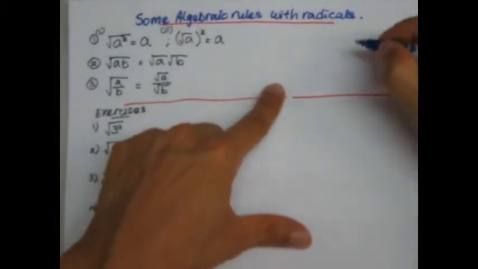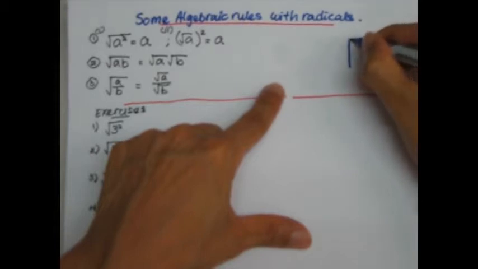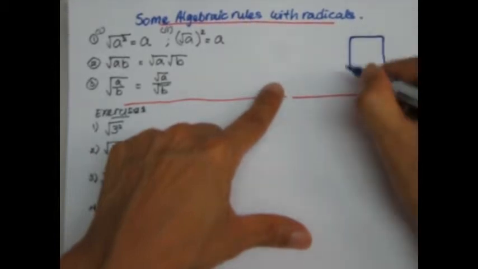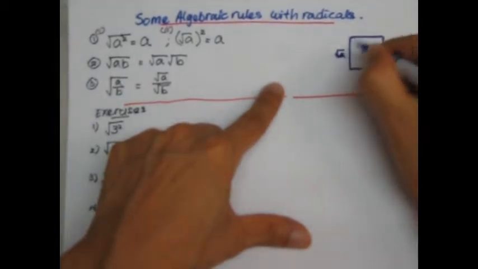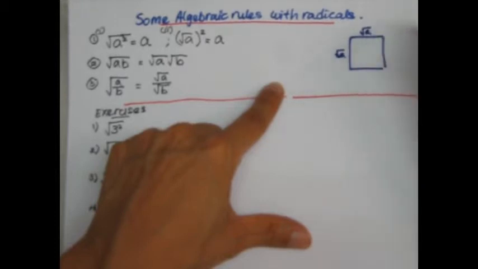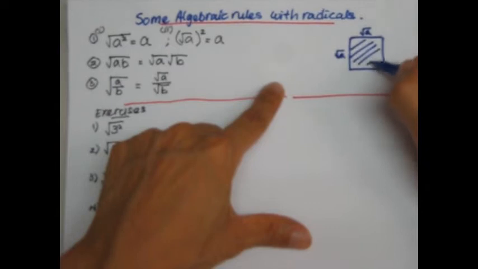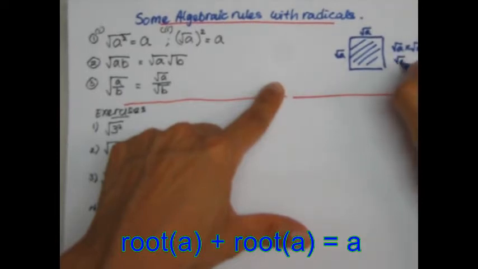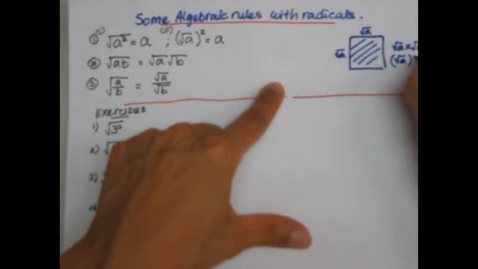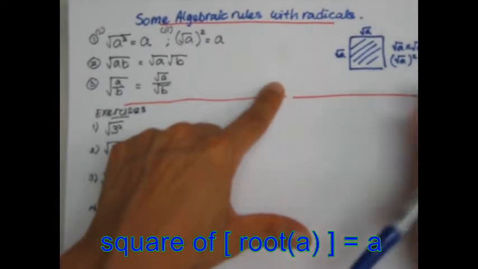Why does it make sense? Well, you can think of this as having a square, for example. In this square, the length and the width are both square root of a. And you ask, what is the area of this square? Well, the area would be square root of a times square root of a, and you know that this answer is going to be a. So square root of a, everything squared, is just going to be a.